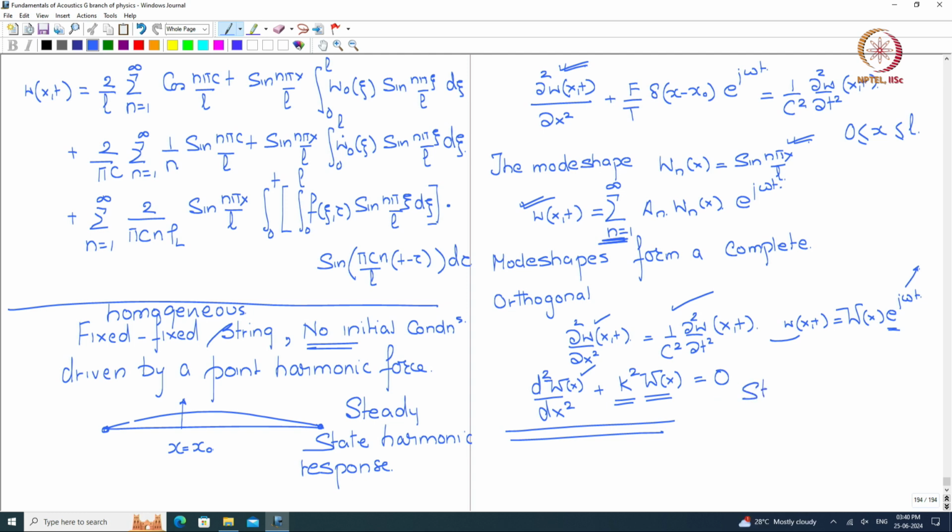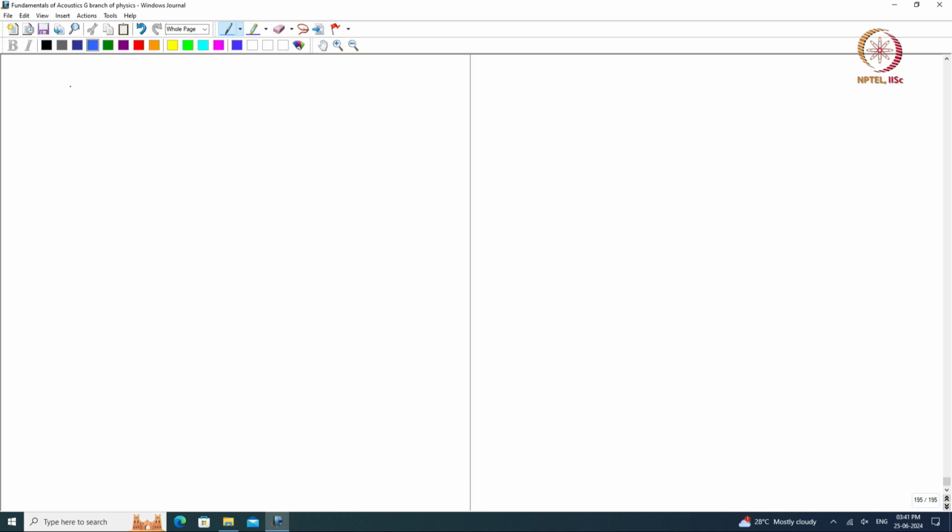So this is a Sturm-Liouville type problem, and these have wonderful theorems, and one should look at what Sturm-Liouville problems are. This is one particular case of that. Okay, and so the solution to this is w of x is equal to a cos kx plus b sin kx.